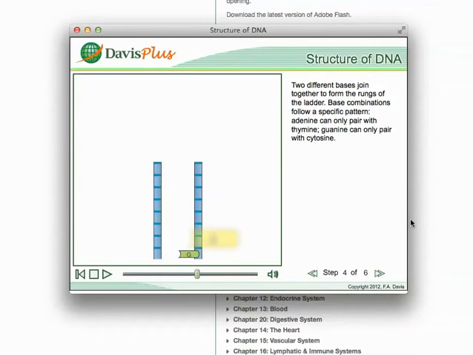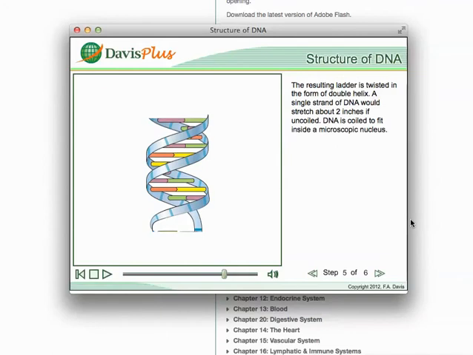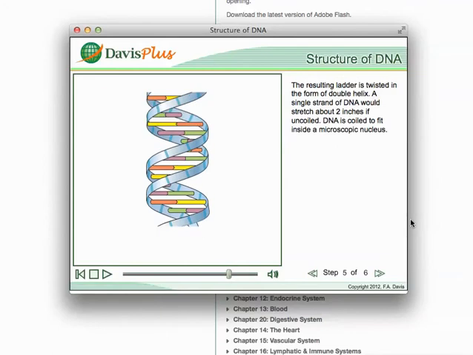2 different bases join together to form the rungs of the ladder. Base combinations follow a specific pattern. Adenine can only pair with thymine. Guanine can only pair with cytosine. The resulting ladder is twisted in the form of a double helix. A single strand of DNA would stretch about 2 inches if uncoiled. DNA is coiled to fit inside a microscopic nucleus. The sequence of bases is the genetic code. This code provides all the necessary information for building and maintaining an organism. Essentially, DNA serves as a cell's blueprint for life.